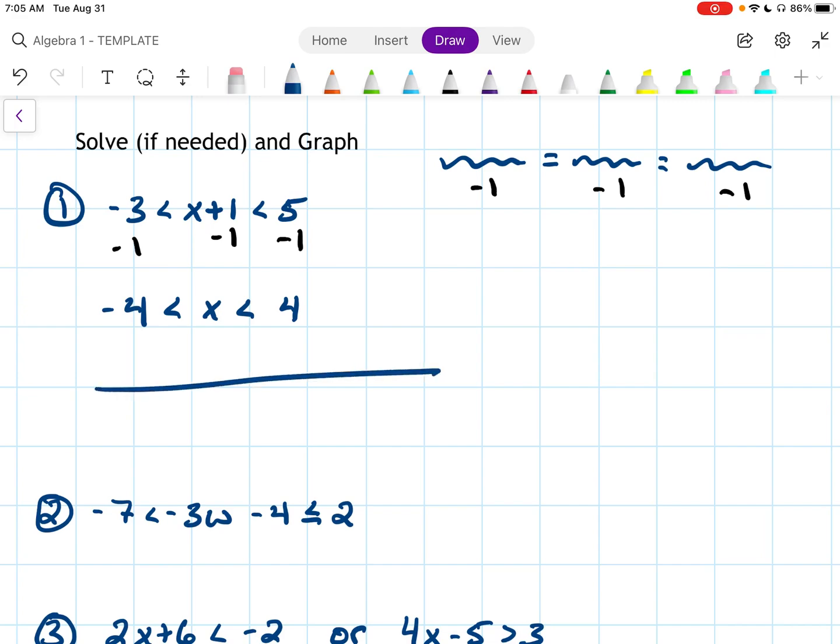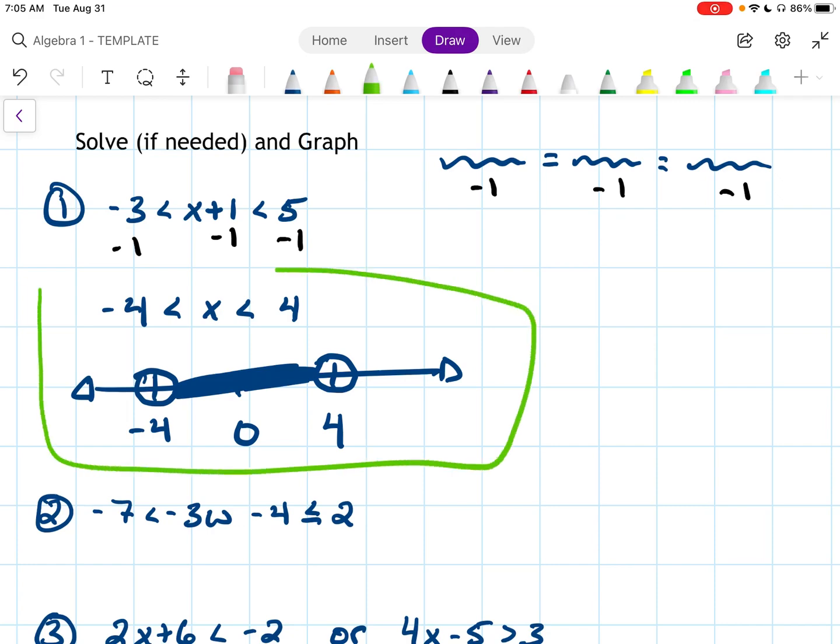So whenever I graph this, I'll put -4 here, maybe 0 and 4. I'm going to have an open circle on the left, an open circle on the right. And I always think of this as like a bookend, where -4 and 4 are both bookends and x is in between them. So I shade in the middle. So our actual answer would be the graph and the solved piece there. Next up, number 2.